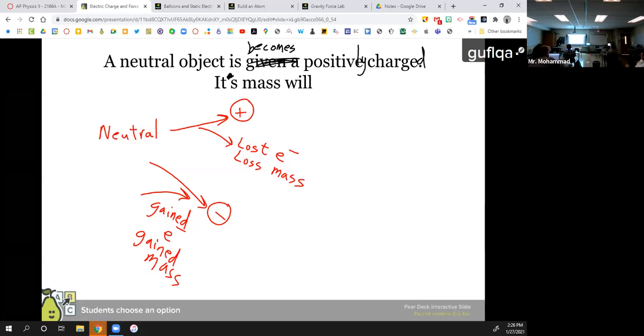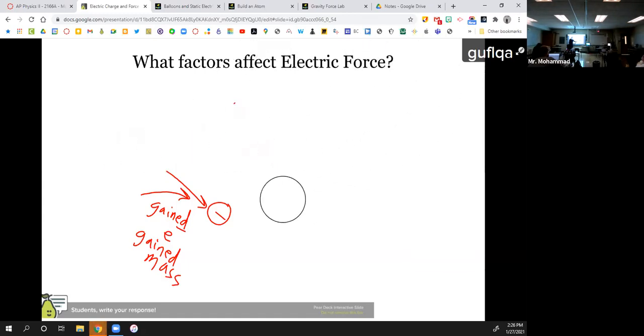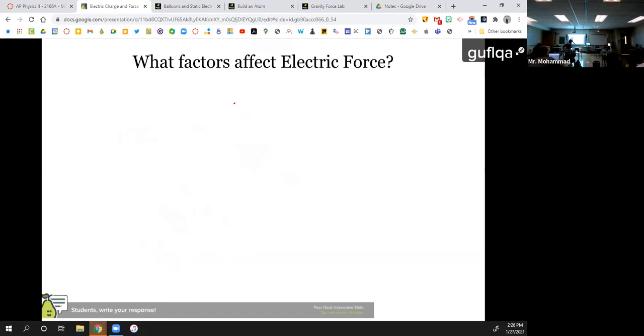All right. Now, here's the next question. See if you remember anything about electric force. There are really two factors that affect electric force. Actually, you could say three factors. Let's see if you can. There's really two for a calculation. I'll say there's two or three. Put 30 seconds on the clock and see what you do.